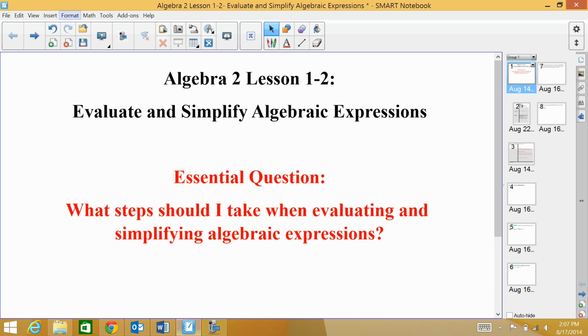All right, this is Algebra 2, Lesson 1.2, and we're going to talk about evaluating and simplifying expressions. So the essential question for today is: what steps should I take when evaluating and simplifying algebraic expressions? You should be able to answer that question by the end of the lesson today.